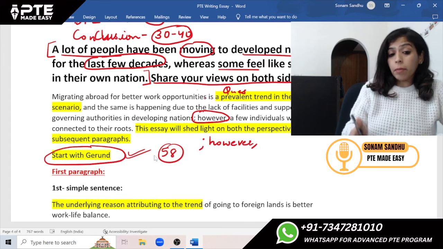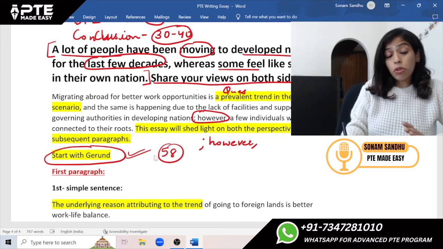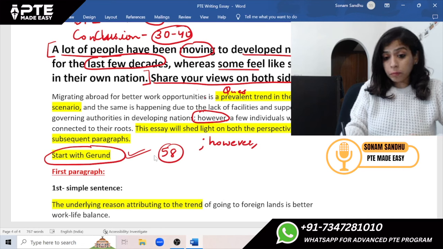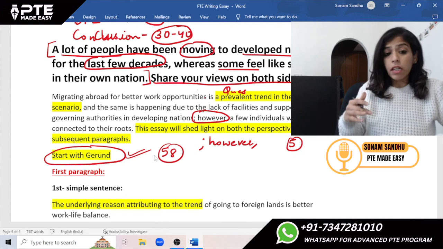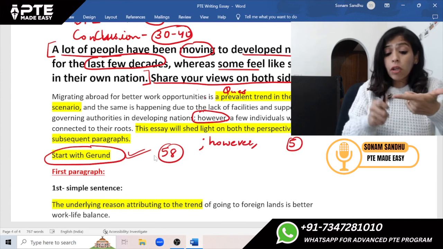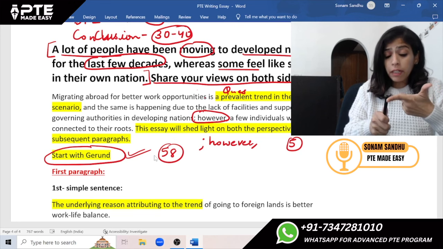Let's say you get 20 minutes. Out of 20 minutes, you should spend somewhere around 5 minutes for the introduction part only, and the rest 15 minutes for the other parts. Once you have written the introduction, you already know what you're going to write in body paragraph 1, what you will be stating in body paragraph 2.